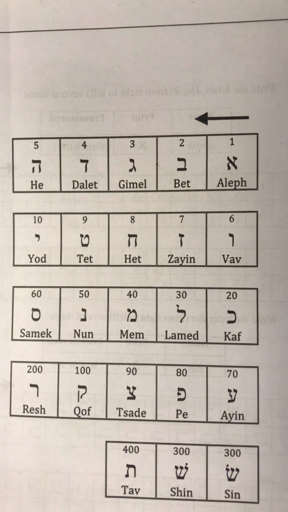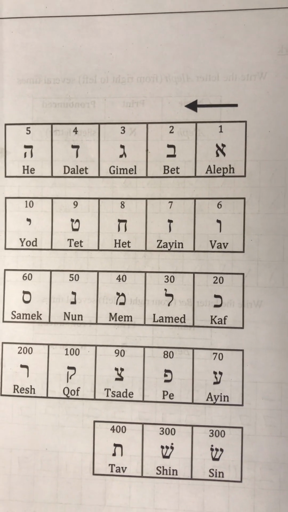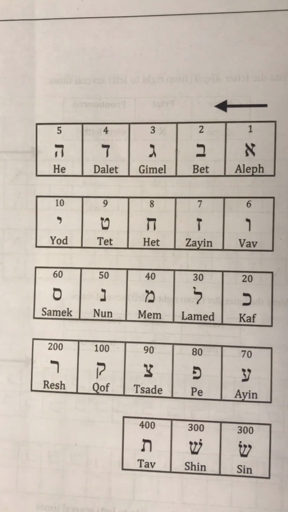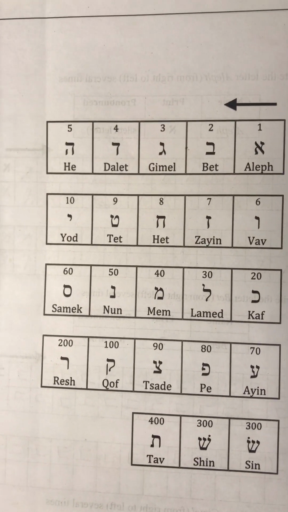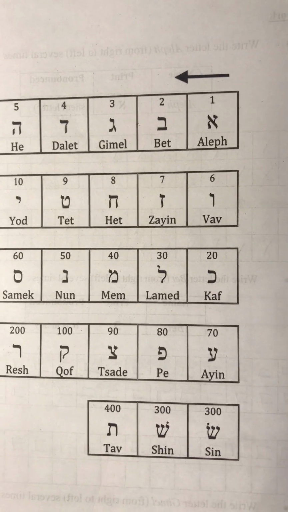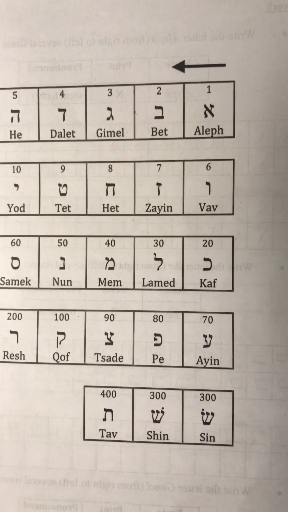So you see Zayin, you see Het, you see Tet, you see Yod, you see Kaf, you see Lamed, you see Mem, you see Nun, you see Samek. So you see Ayin, you see Pe, you see Tsade, Kof, Resh, Shin, Tav. I call this Shin, Tav because they are seen as one alphabet. They don't separate these two alphabets.